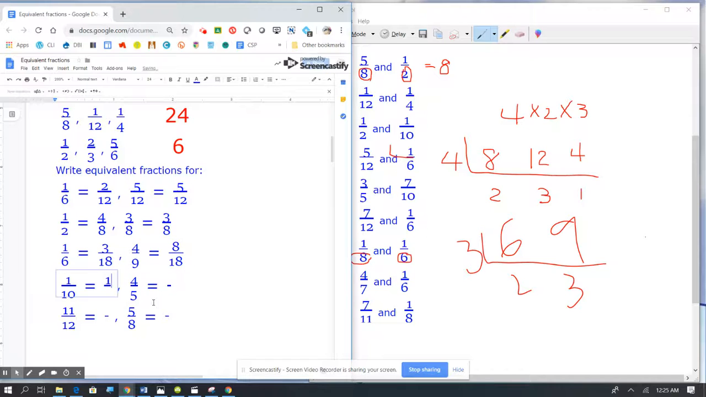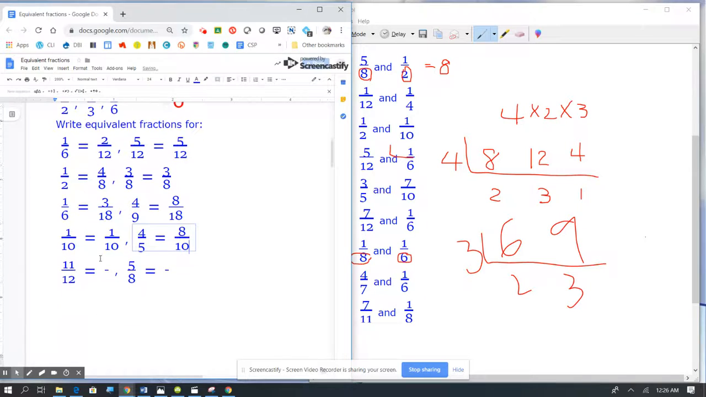For this one, since 10 can divide by 5, we just put 10 on the bottom here. And this one, 4 will become 8, because 5 times 2 is 10, right? So the 10 had to be on the bottom, sorry.